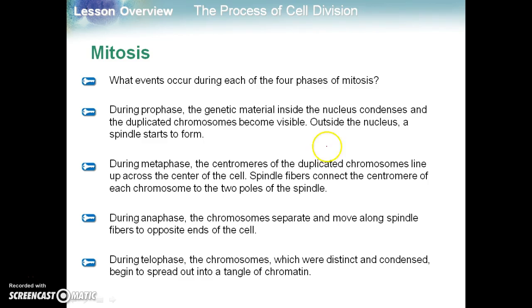and so we're going to start to lose our chromosomes. And I forgot to write that down, but remember this part of it. We're going to move from chromosomes to chromatin. We started prophase as the chromosomes became visible. Now they're going to disappear.